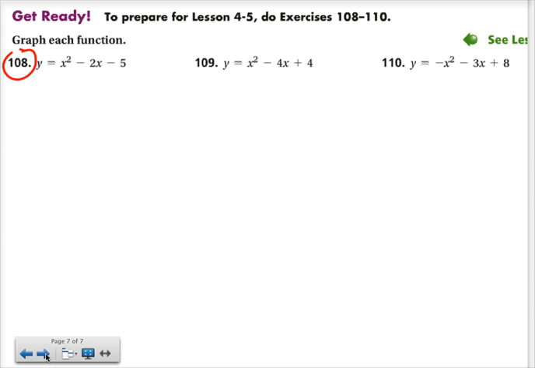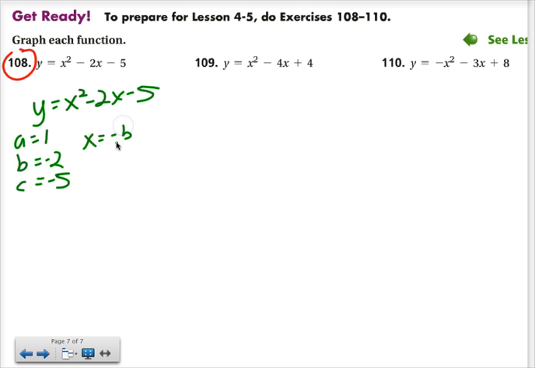So what I want to do is figure out, where is that vertex? So I have y equals x squared minus 2x minus 5. And if you want to, you can go ahead and write out what a, b, and c are with this. Doesn't make much difference as long as you can get to the vertex. So x equals negative b over 2a is our axis of symmetry. It's also the x coordinate of our vertex. So the negative of negative 2 is 2. And then we have a 1 value for a. So this is going to end up being x equals 1. That's our axis of symmetry. It's also the x coordinate of our vertex.